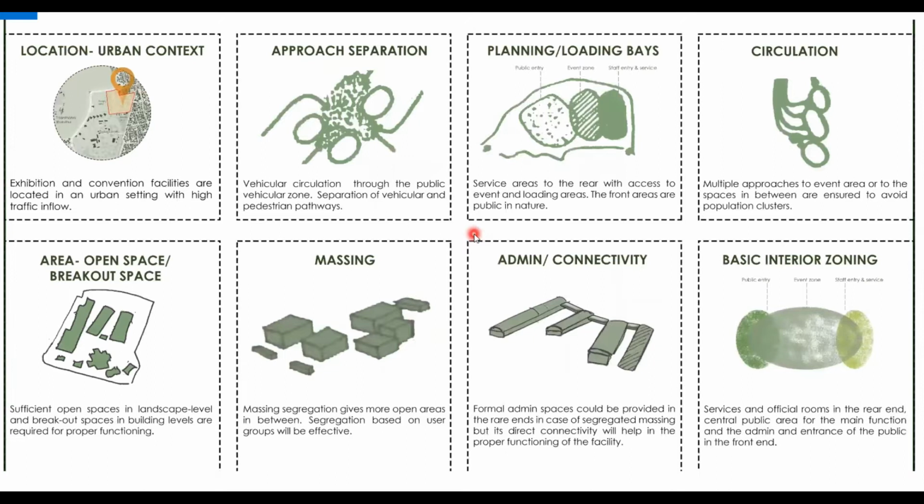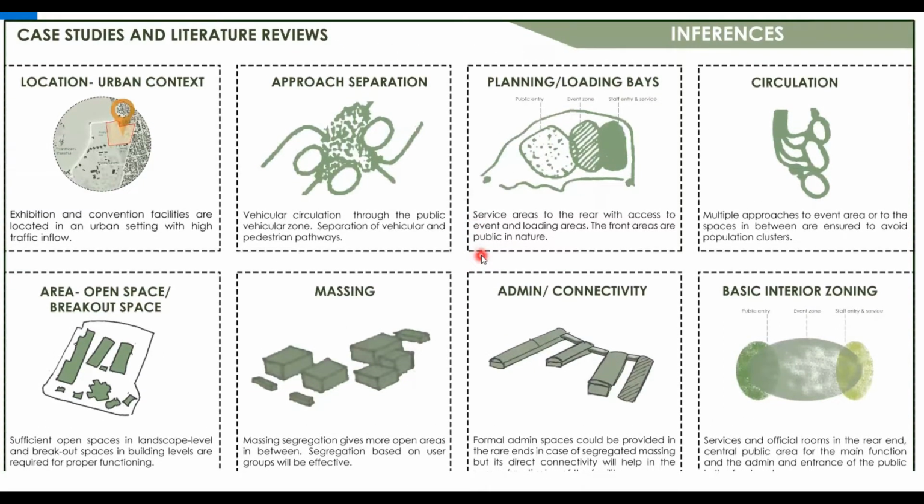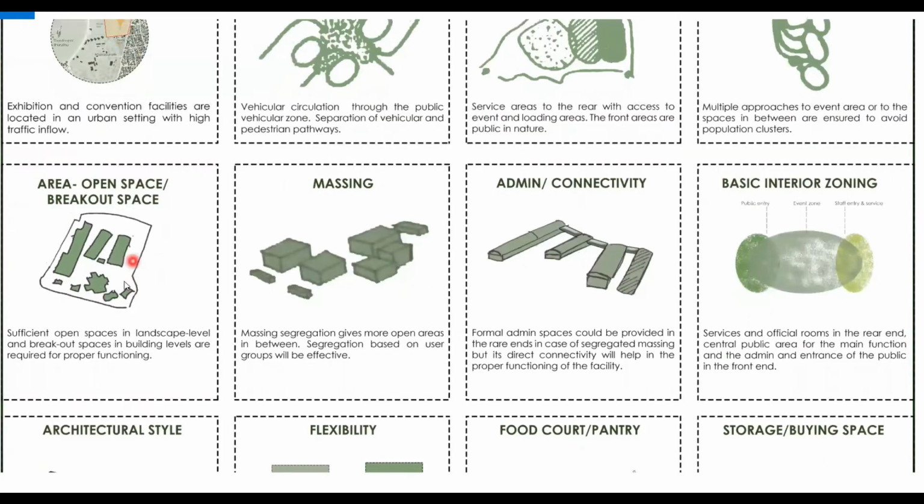First of all, this kind of space is always located in an urban context, with approach separation, by which I mean the separation of the vehicular and the pedestrian pathways. ഇത്തരം സ്പേസിന് സർവീസിനൊക്കെ കൂടുതൽ ഇമ്പോർട്ടൻസ് ഉള്ളതാണ്. So the service areas are located at the rear with access to the event and the loading areas, and the front areas are always public in nature. And circulation is like multiple approaches provided to a single event area, and a large amount of open spaces and breakout spaces are provided in between the buildings and inside the building for their proper functioning.